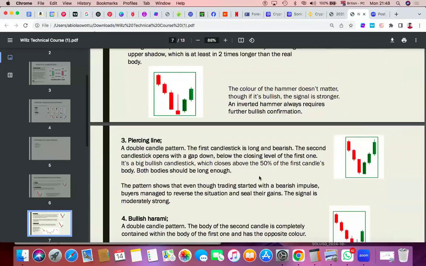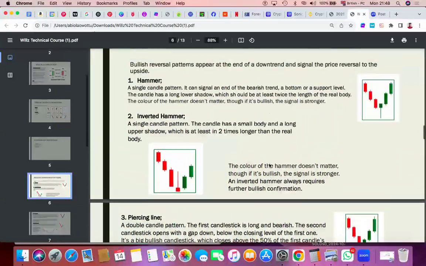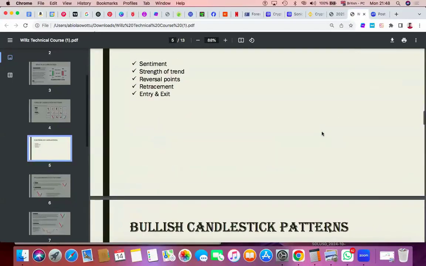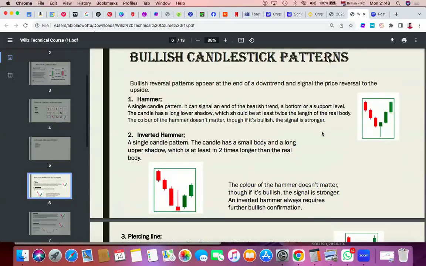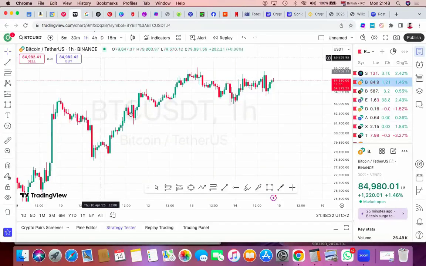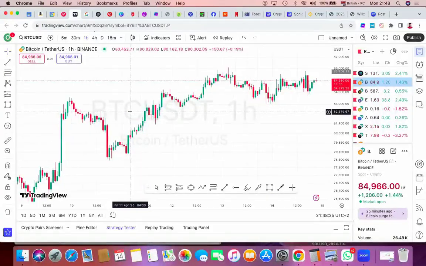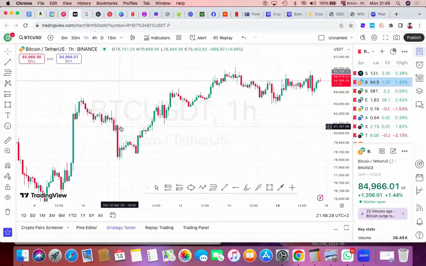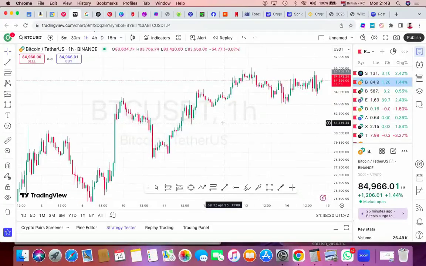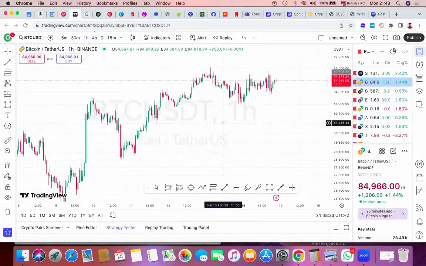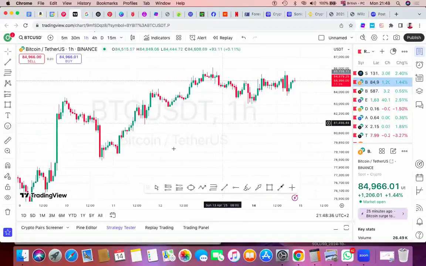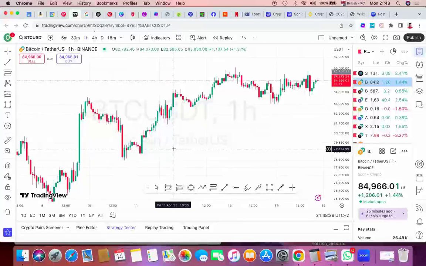So, piercing line. When you look at your chart, we could actually look for these patterns too. Let's look for an example of a hammer or inverted hammer in our chart and see if we can practically find them. I would also love it if anybody in the house can identify a hammer. So let's look for a hammer in our chart.